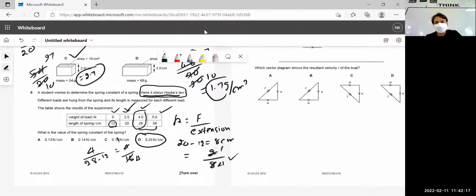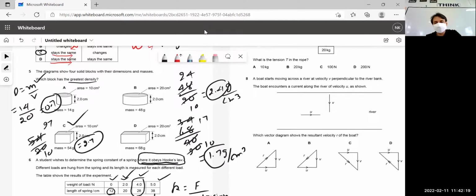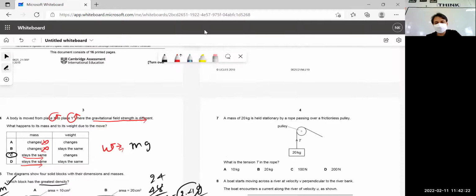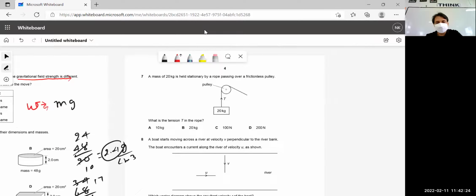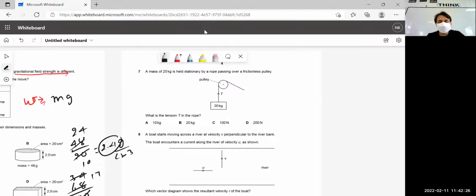Question number 7. The mass of 20 kilogram is held stationary by a rope passing over a frictionless pulley. What is the tension T in the rope? This T you have to calculate.